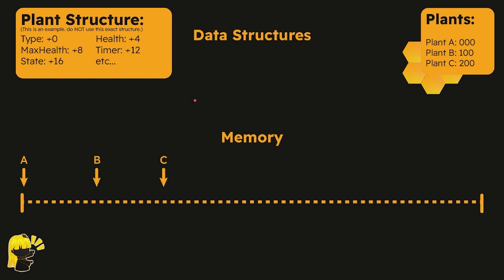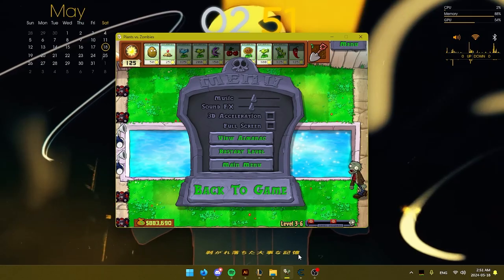So these are data structures. Obviously, we will have to reverse this ourselves. We would have to know where the health is located from the position of the plant. We'd have to know where the max health is. We have to know where the timer is, etc., etc. So we're going to go ahead and reverse the plant's data structure practically in a bit, and we're just going to figure out where everything is using Reclass and Cheat Engine.